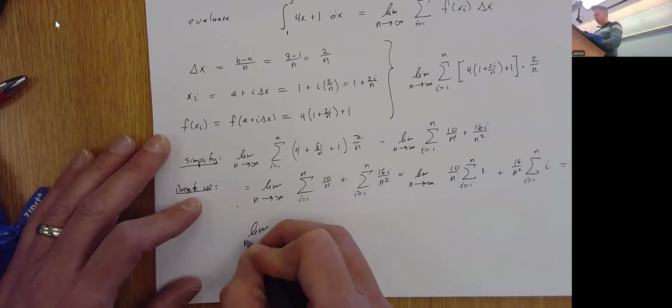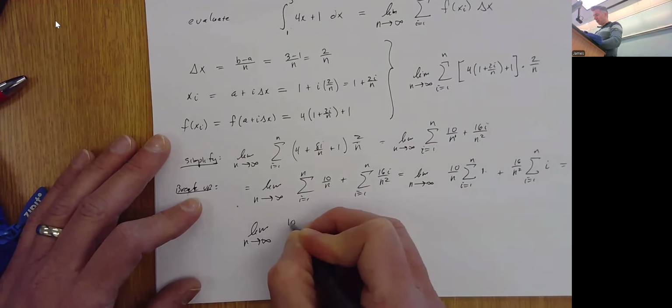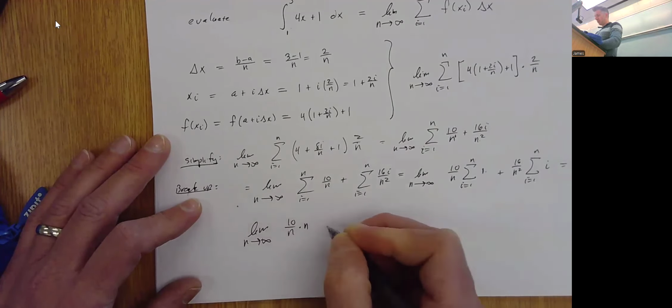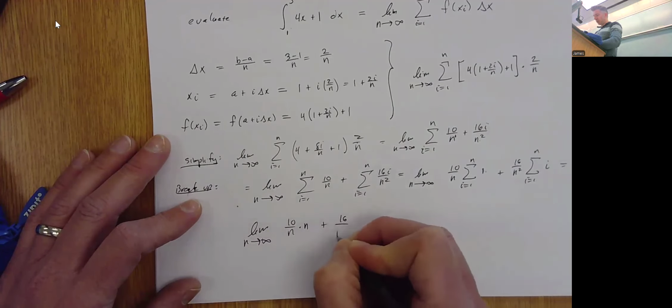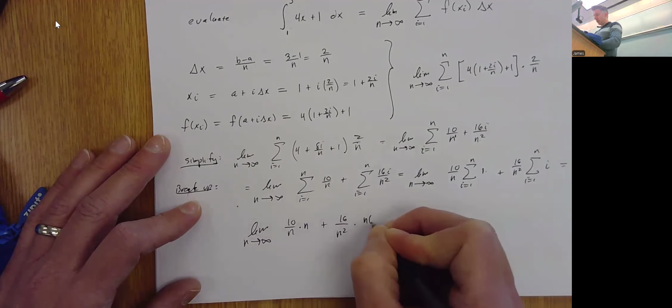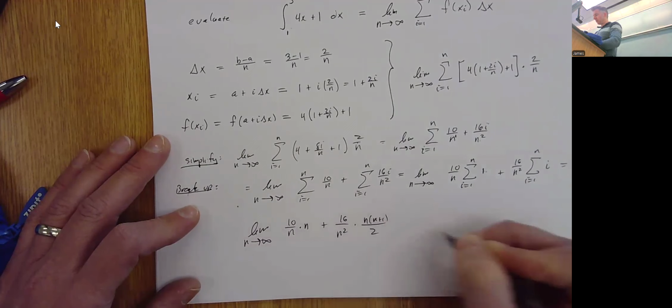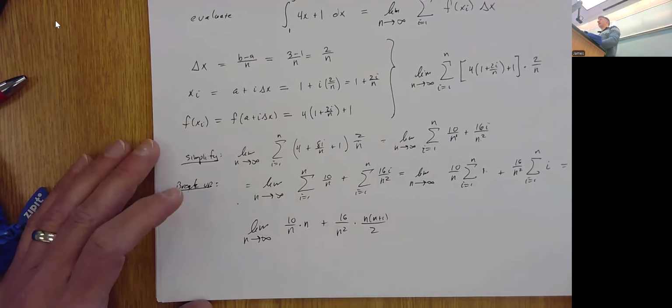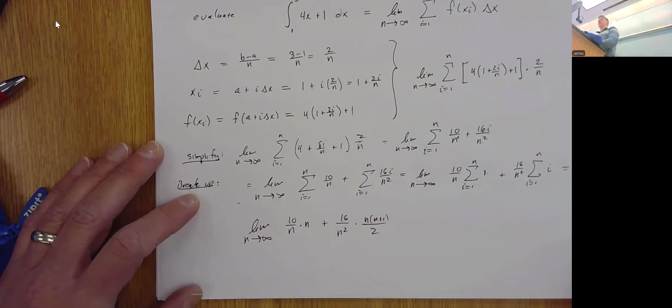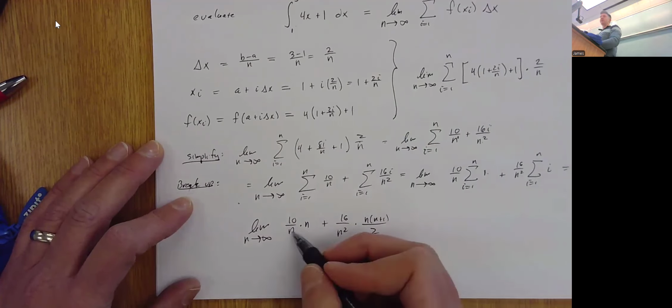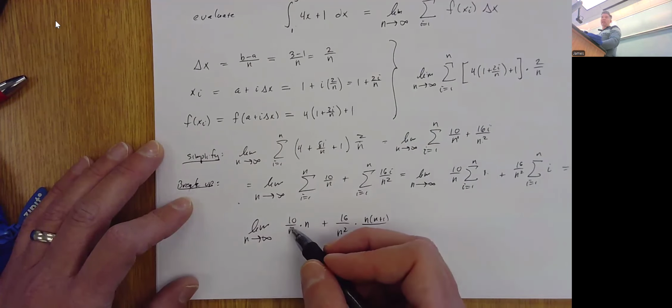the limit as n goes to infinity of 10 over n times n, plus 16 over n squared times n times n plus 1 over 2. Personally, I do not feel like you have to multiply this all out. Here, the n's just cancel, and you get 10.